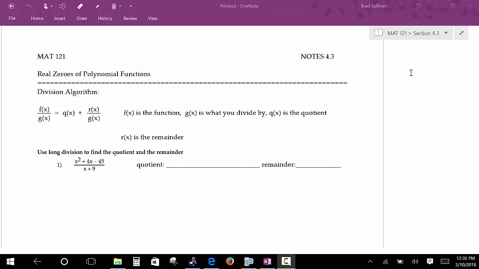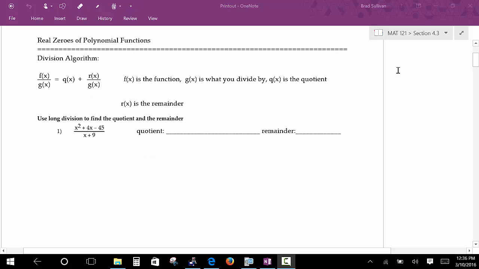So in 4.3, you look at real zeros of polynomials, but before you can learn how to do that, you got to make sure you know how to do division of polynomials. Both long division and something called synthetic division. Synthetic division is a little easier than long division, okay? So to begin with this, we're going to do this long division, okay?